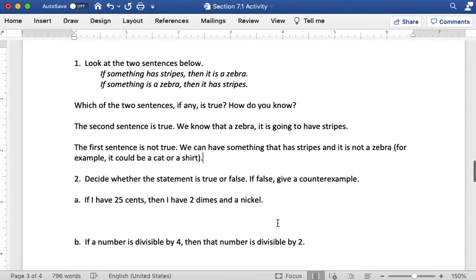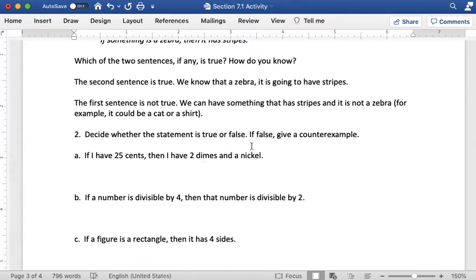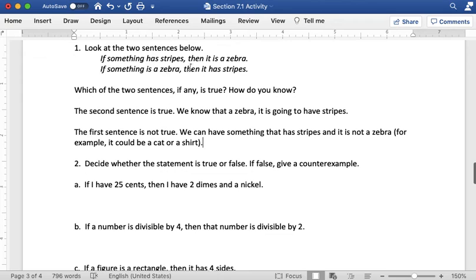So when we're thinking about making something false, a conditional statement is false if the first part is true, but the second part is not true. So looking at question 2, decide whether the statement is true or false. If false, give a counterexample. So a counterexample is an example of something where it's not true and something that shows that it's not true. So our example up above, a cat would be a counterexample. If something has stripes, then it is a zebra. A cat is a counterexample to that because a cat can have stripes, but it's not a zebra.